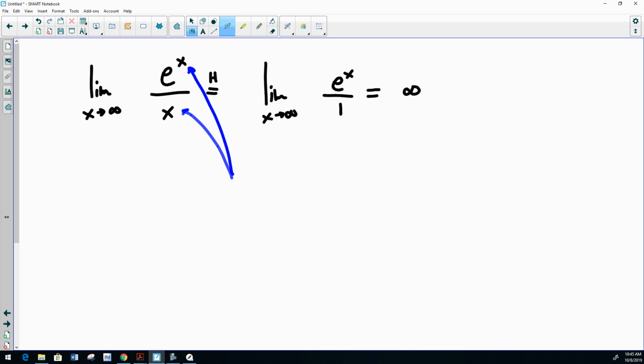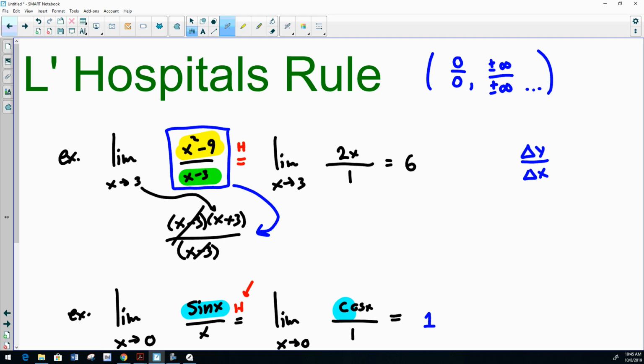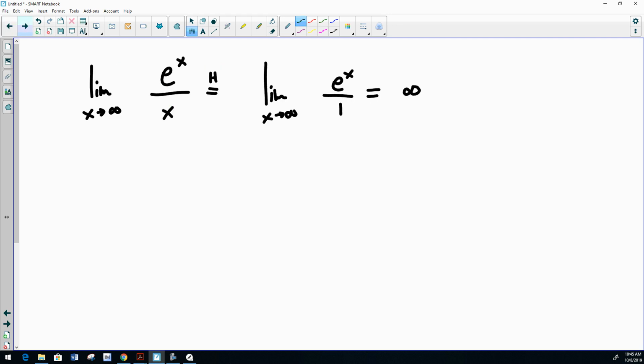Now, I do have to tell you this, though. You don't always want to use L'Hopital's rule. Here's an example. The limit as x goes to infinity, 5x to the 7th plus 11x plus 1,000 over 10x to the 7th plus 12x to the 4th plus 2.